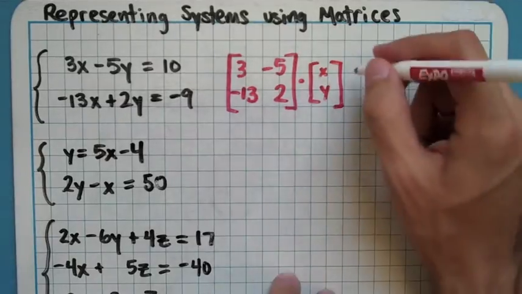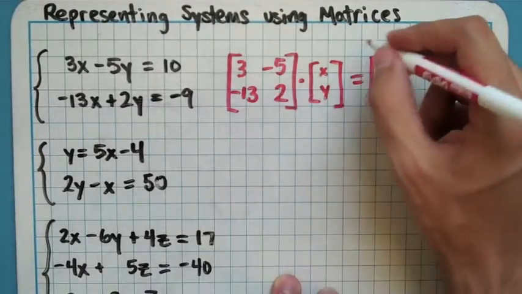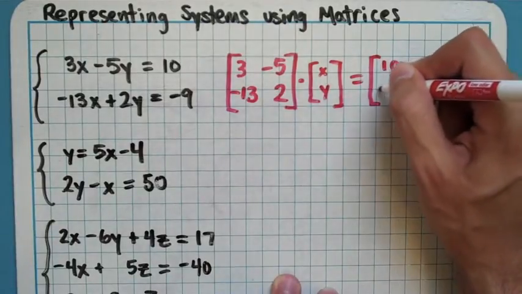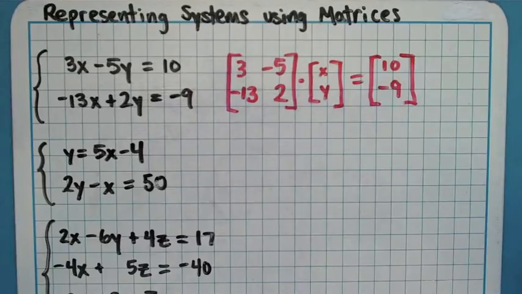And this is going to be equal to the answers, the numbers on the other side. So I have equals 10, negative 9 like that. And that's it. Again, for right now, it's going to seem like, why would you want to do that? Why is that helpful in the slightest? In the next video, you're going to see why. In this video, we're just practicing rewriting our problem.